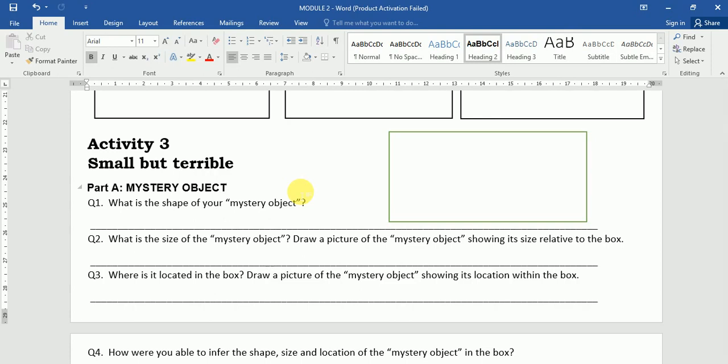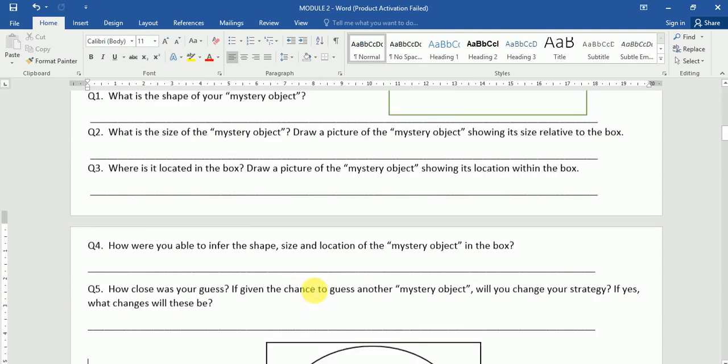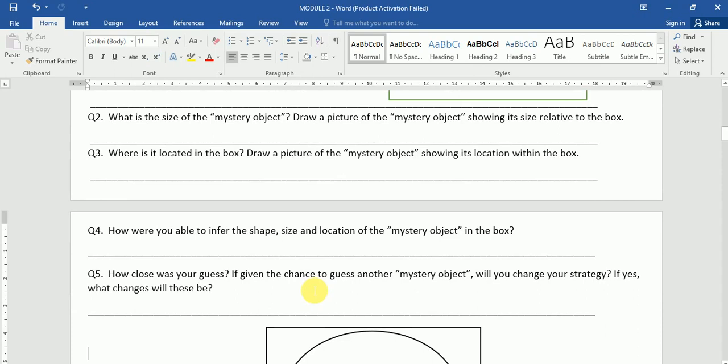Okay, let's go back. You can draw the box, drawing what you inferred earlier. Where is it located in the box? Draw the picture of the mystery object showing its location within the box. How are you able to infer the shape? By infer, I mean you determine the shape, the size, and the location of the mystery object.